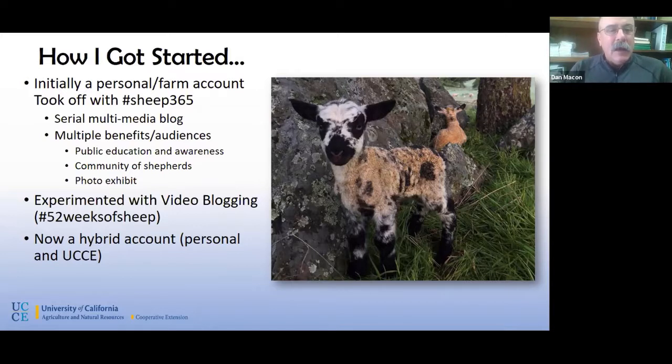I since experimented a little bit with video blogging. I did a project last year where I did a 1-minute video every week for the whole year of something going on with sheep, which was fun. And it was fun to experiment with video as part of that. And now it's really become a hybrid account. Since I've been an advisor, I debated about whether I wanted to have 2 different accounts, one for my personal work and one for UC Cooperative Extension, but it has worked well for me to have that be a hybrid account.